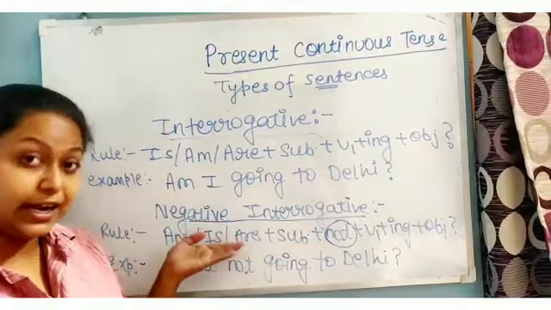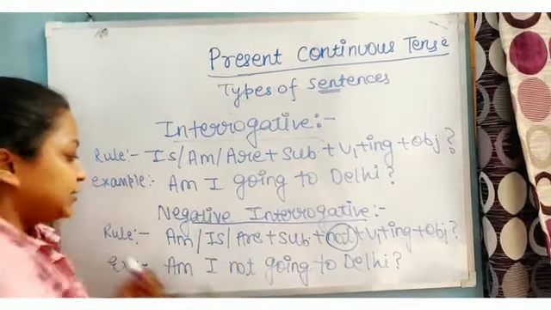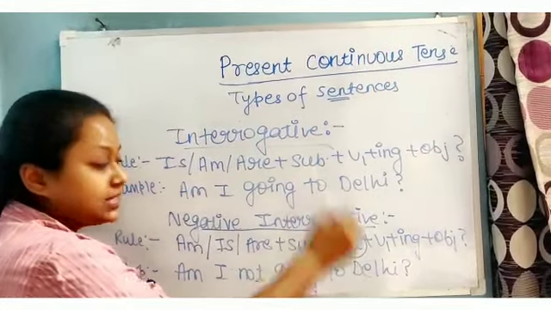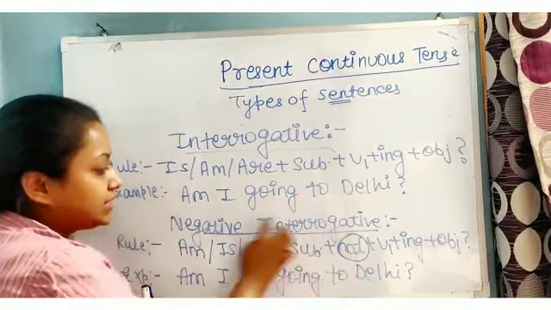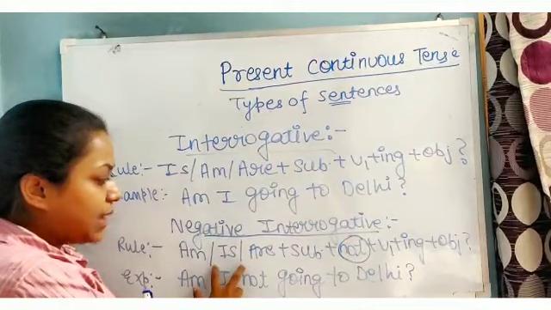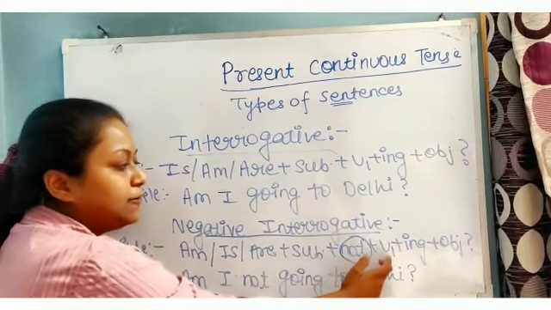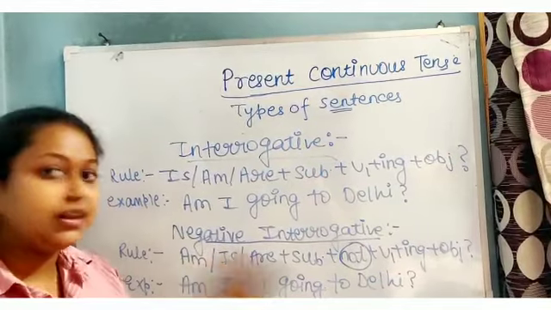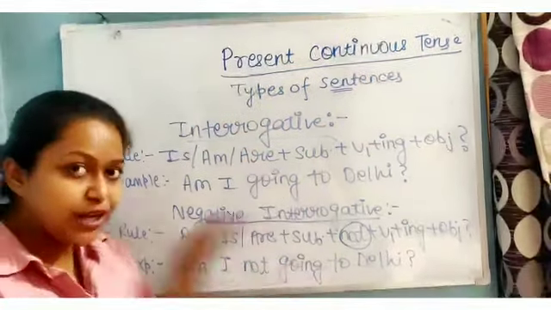And now, the next type is negative interrogative. We can also ask question in a negative manner also. Fine. So is MR plus subject plus not. Okay, we must add not when we are asking a negative question. Okay, is MR plus subject plus not, first form with ing and object. Okay, example is क्या मैं दिल्ली नहीं जा रही हूँ? Am I not going to Delhi?